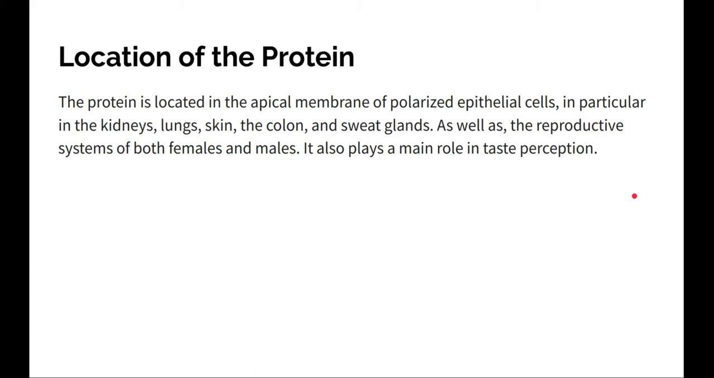The protein is located in the apical membrane of polarized epithelial cells. In particular, those epithelial cells in kidneys, lungs, skin, the colon, and sweat glands, as well as the reproductive tracts of both females and males. It also plays a main role in taste perception.